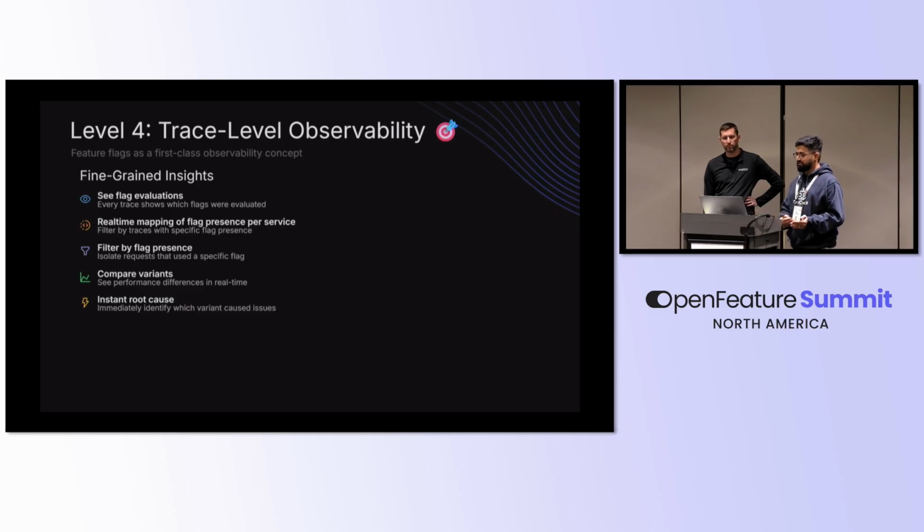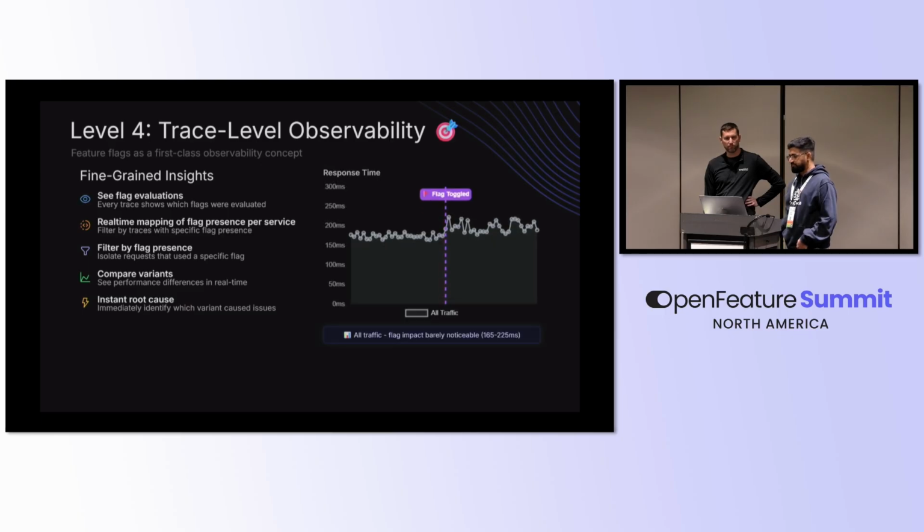And yeah, filtering by specific flags on requests is also a lot easier. You can compare variants and find the instant root cause. So let's see an example of how this would look. Here's a response time graph of all the services. And if you see after the flag toggle, there's a very noticeable change. If this was your service, you'd probably be like, oh, there's not much happening.